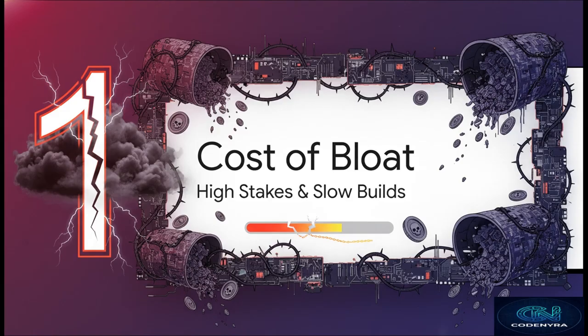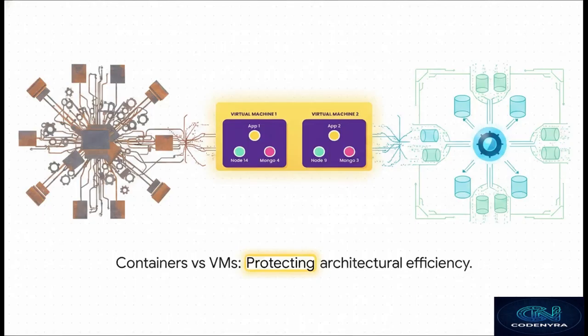Let's talk about those high stakes and slow builds. So, Docker was originally designed to be this lightweight, isolated alternative to virtual machines, right? Instead of booting up a clunky guest OS every single time, containers just share the host's kernel. It's brilliant, but if you configure them poorly, you completely ruin that elegant efficiency. You basically end up with something just as slow and heavy as a legacy VM.